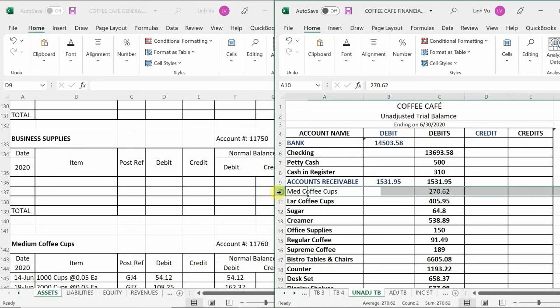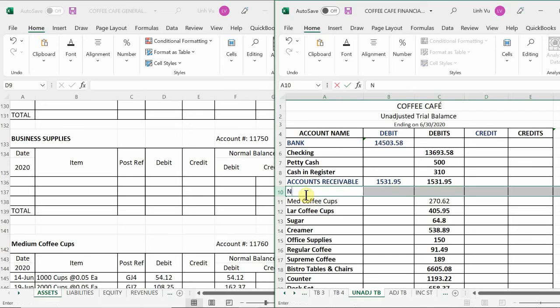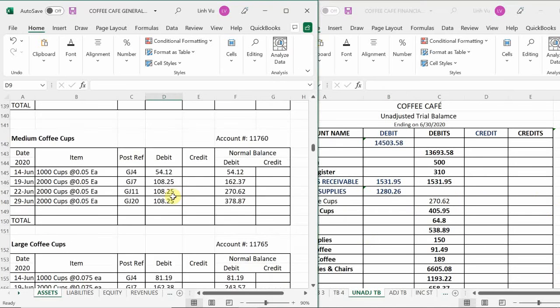Okay. So next one is business supplies. So I need to add another column in here for business supplies. Okay. Under business supplies is going to be my medium, large, sugar, and my creamer. Okay. So that's what it's currently totaled at, but let's go ahead and double confirm it.